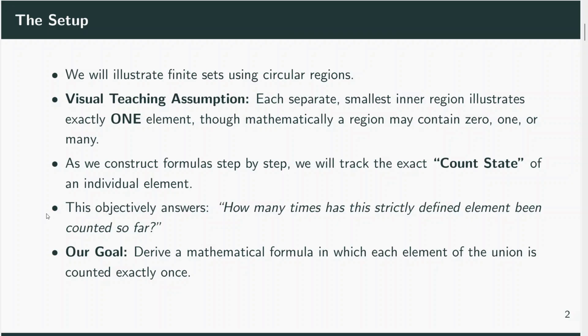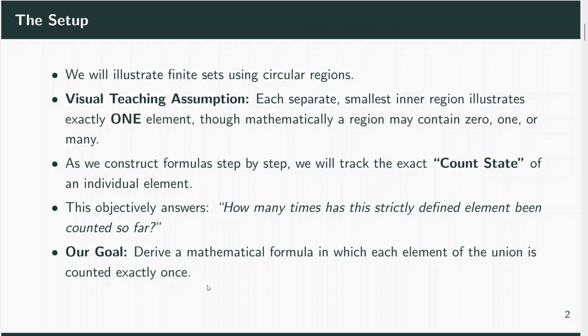Our entire goal, the whole mission of this lesson, is to arrive at a mathematical formula where every single element in the union of our sets has a count state of exactly 1. Not 0, not 2, not 3. Exactly 1. Every element, counted exactly once. That is the prize we are working toward.